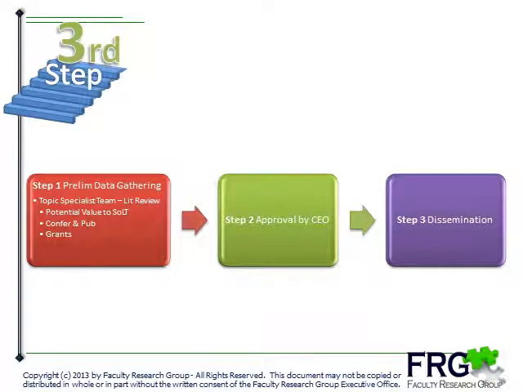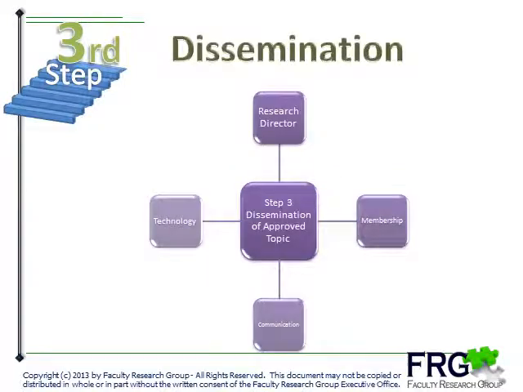Let's review the process so far. The first step is to gather the information which is conducted by the topic specialists. Then, it is presented to the CEO for approval. Next, it is sent to the appropriate departments for distribution. The CEO distributes the approved topic to the following departments: Research, Membership, Technology, and Communication.